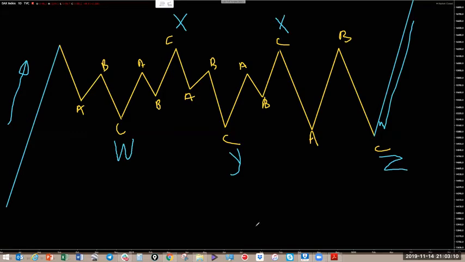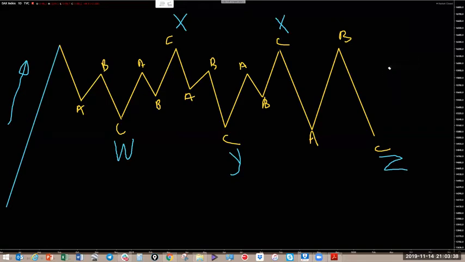Now there's a question: is Z always a regular flat? No. Z can be any corrective structure. Even this W can be a flat; you can have a combination of a flat and a flat, a zigzag, a flat, and a triangle. Any of the corrective structures, you can have them as combinations here.